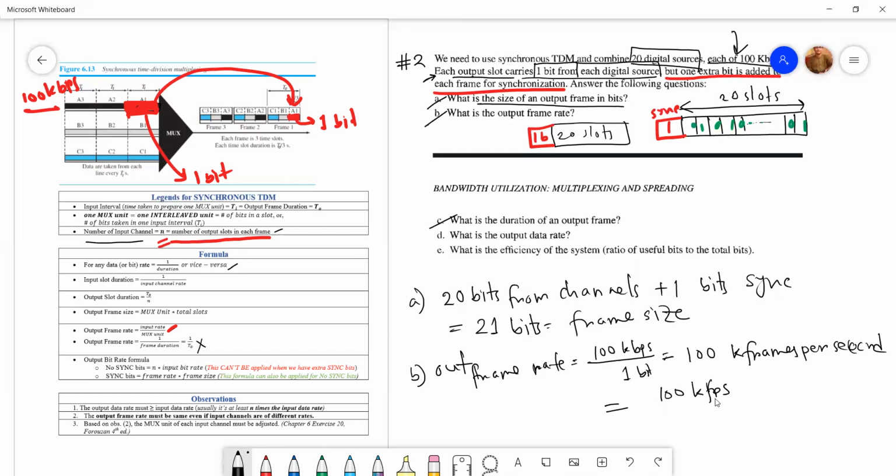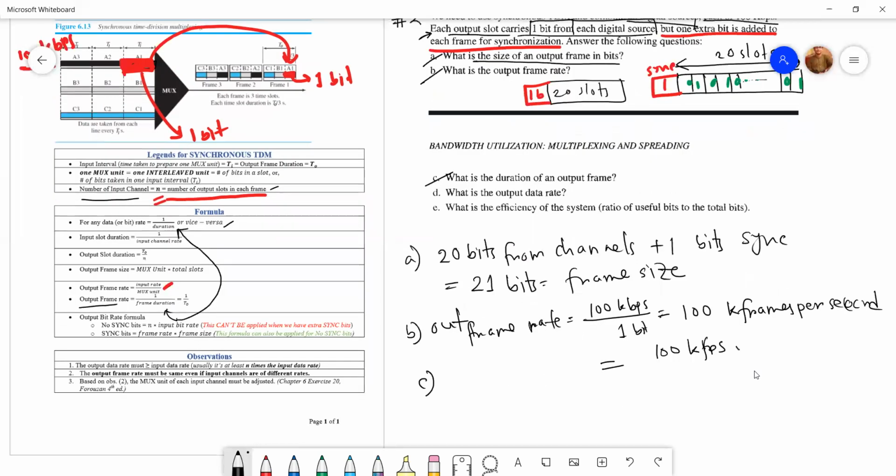My question number C: what is my duration of the output frame? We're using this formula. Now we can use this formula because we know the output frame rate, and now we're going to find only the output frame duration, because using this formula we know that frame duration is inversely proportional to the frame rate. So basically the question number C will be just the inverse of this.